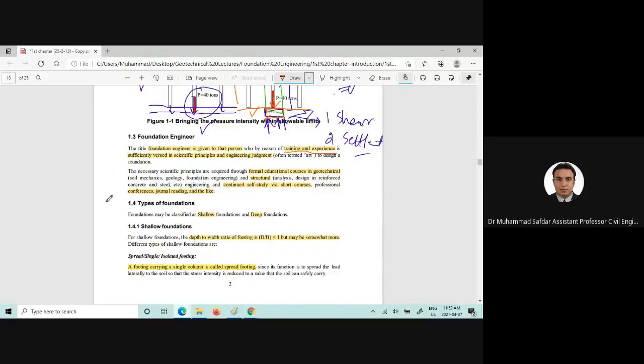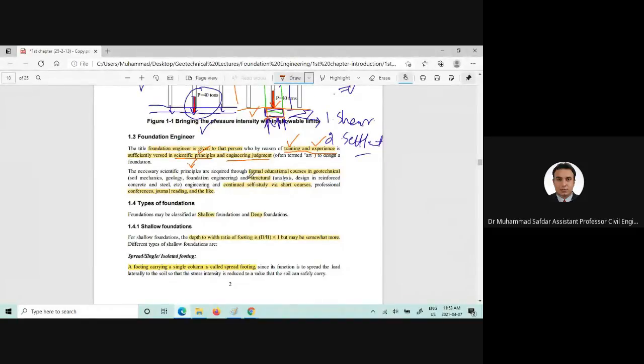Anyways, in order to be a foundation engineer you should be sufficiently trained and you should gain sufficient experience to design the foundation. You also need to know the scientific principles, okay? Scientific principles related to the basic geotechnical properties of the soil, the shear strength of the soil. You should know the consolidation behavior of the soils, and you should have the engineering judgment of how the foundation will transmit the loads to the soil.